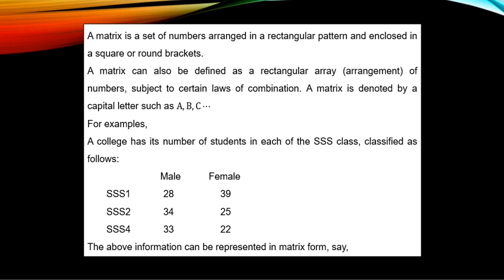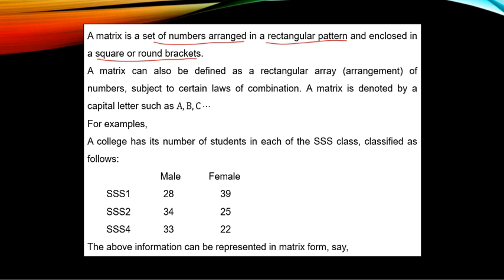So a matrix is a set of numbers arranged in a rectangular pattern and enclosed in square or round brackets. So the pattern is rectangular and the numbers are enclosed, that is, they are inside square or round brackets. When you arrange numbers or any items and they are not enclosed in square or round brackets, they are not in matrix form. So the difference between ordinary arrangement and a matrix is that the set of numbers is enclosed in square or round brackets.